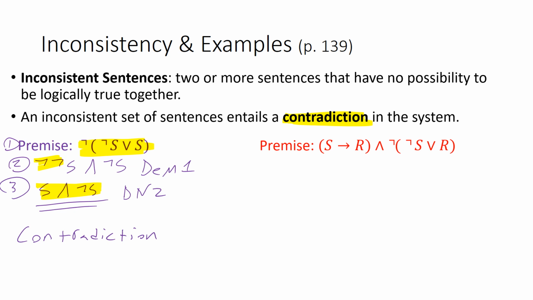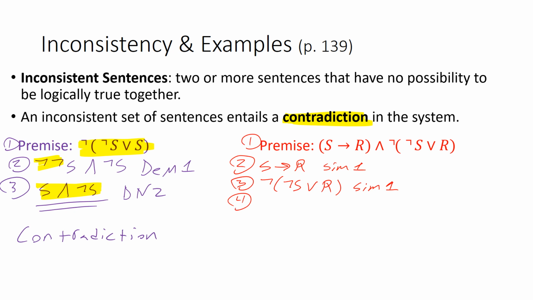In the second premise, we have this big conjunction. It's not obvious right away that this is a contradictive, logically impossible sentence, but we can show that. Because it is a conjunction, let's engage in some simplification. So for 2, we can say if S, then R, with the simplification of 1. And likewise, we can say not, parentheses, not S or R, close parentheses, by the simplification of 1. For 4, we can engage in De Morgan on sentence 3, so we can get not S and not R. And like before, we'll do double negation, so we can get S and not R.